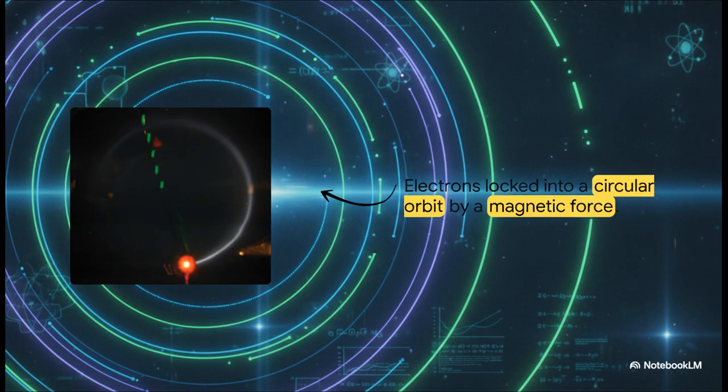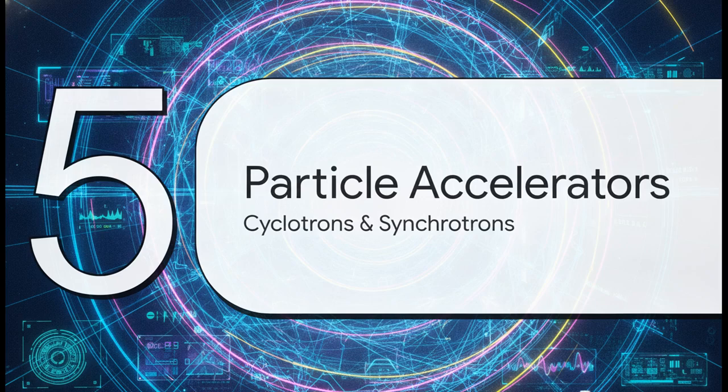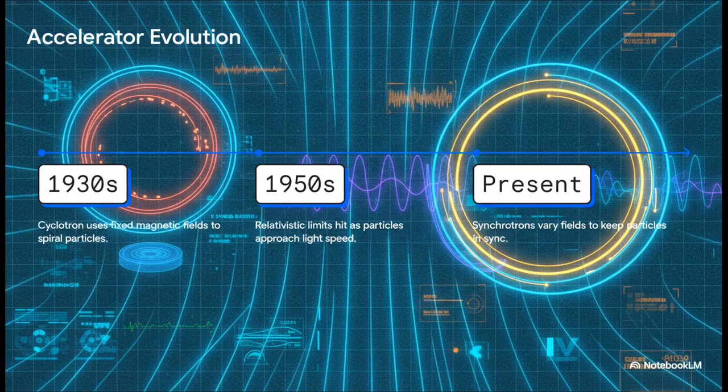Moving to Section 5, cyclotrons and synchrotrons. To study matter at its absolute deepest level, you have to smash particles together at incredibly high energies. But you can't just build a straight-line accelerator thousands of miles long. Instead, physicists invented the cyclotron in the 1930s.